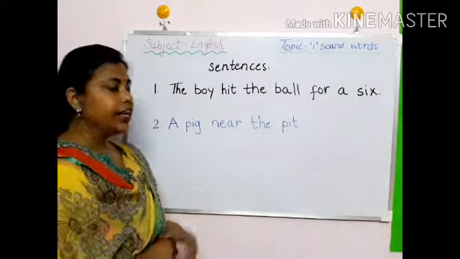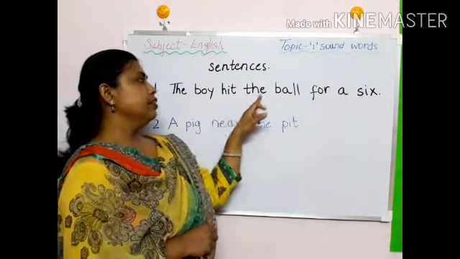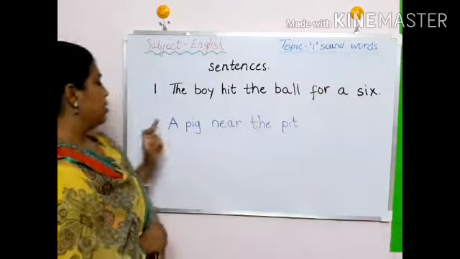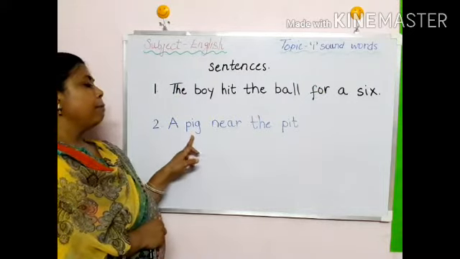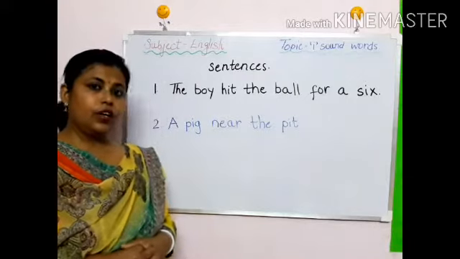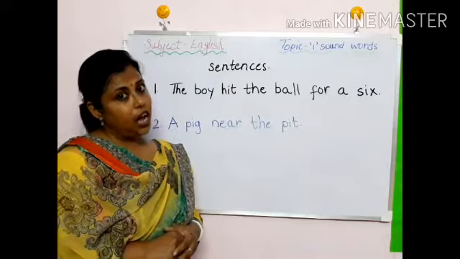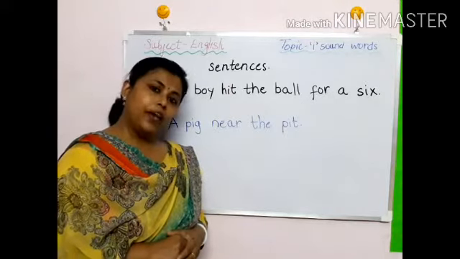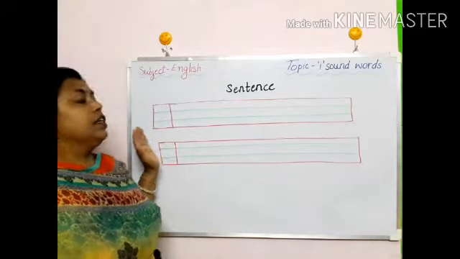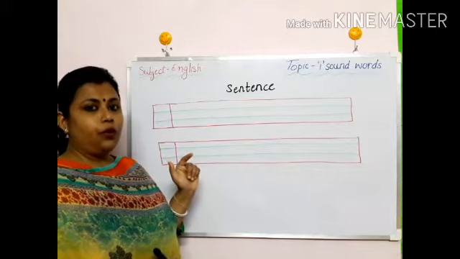So let's read again. The boy hit the ball for a six. Number 2. A pig near the pit. Okay? These were the sentences. Read it loudly with the help of your parents. Now kids, you will write these 2 sentences in your notebook, which I am going to write.